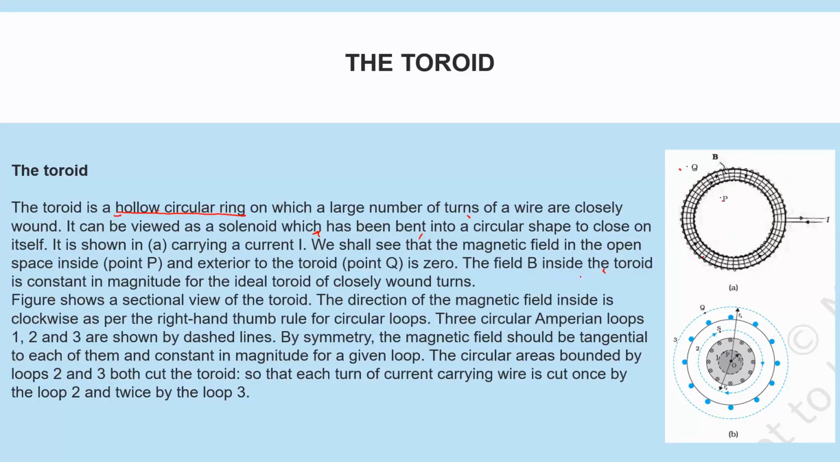So the magnetic field inside the toroid is constant in magnitude for an ideal toroid of closely wound turns. Now we are going to consider a sectional view of the toroid. What is a sectional view? If you cut across the toroid, you will try to see what is there inside. So this is a sectional view. The direction of the magnetic field inside is clockwise as per the right hand thumb rule for circular loops.